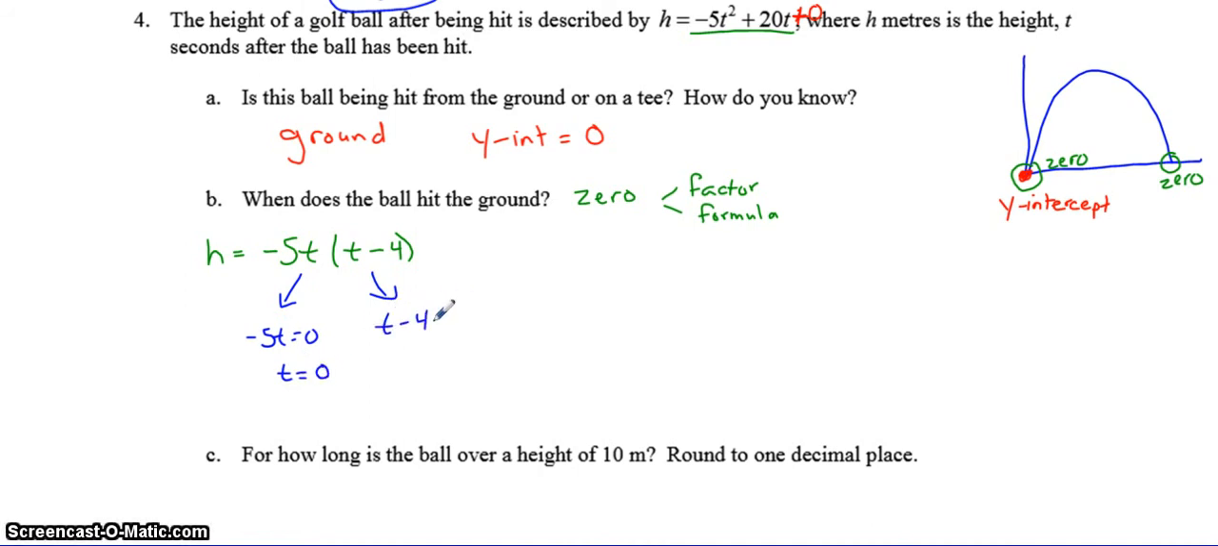Take this factor, set it equal to 0. Add 4 to both sides. So that means one of your zeros is at 0 and one of your zeros is at 4. So therefore it takes 4 seconds to land.